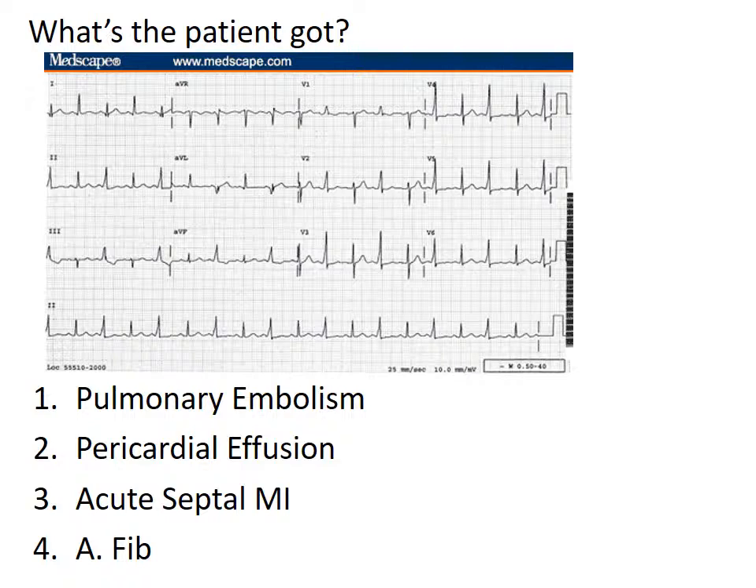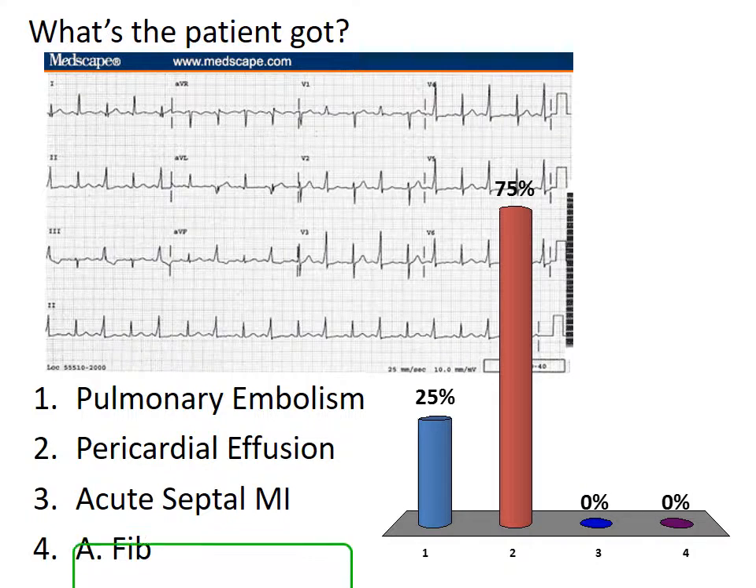All right, but what do you see also? Big QRS, small QRS, big QRS, smaller QRS, big QRS, smaller QRS, etc. So what is it? Well, it's called what? Electrical alternans, which corresponds probably to a pericardial effusion.